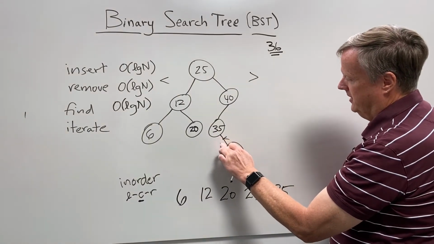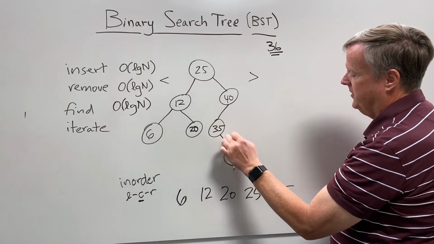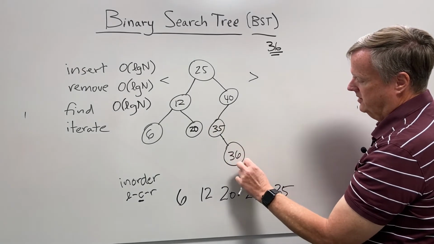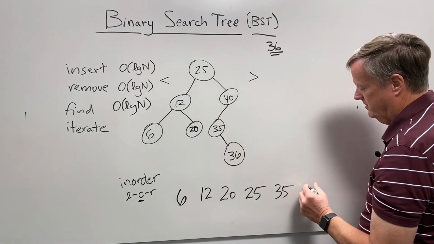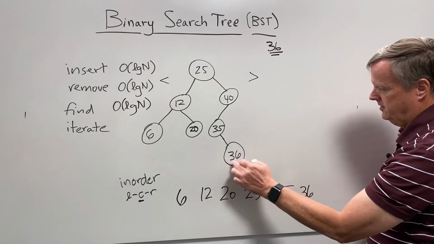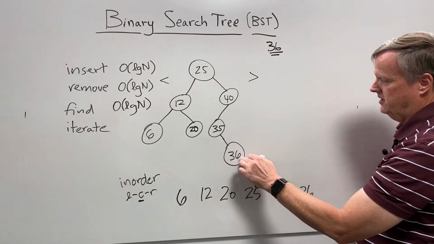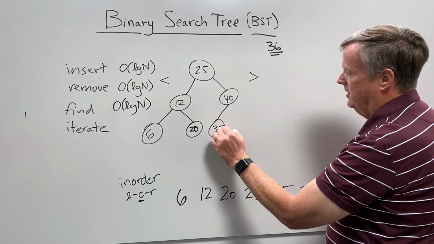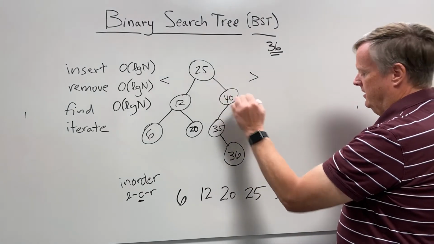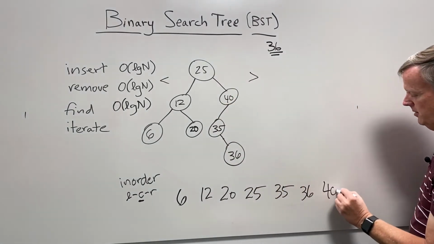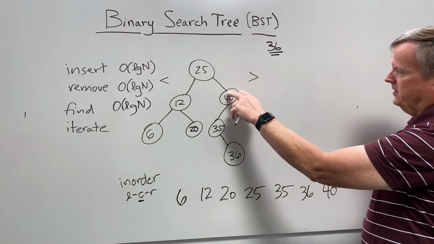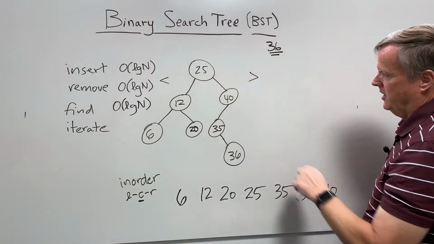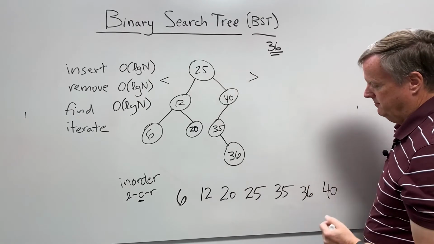Let's pretend that 36 is still there. I go down the right. Again, left, center, right. Left, center is the 36. Right, there's nothing. I bounce back up. I'm done with this one because I've done the right. Now I bounce back up. I hit the 40. I'm at the center. I hit the 40 and I iterate it. I look. There's nothing at the right. And so I'm done. So there we go.